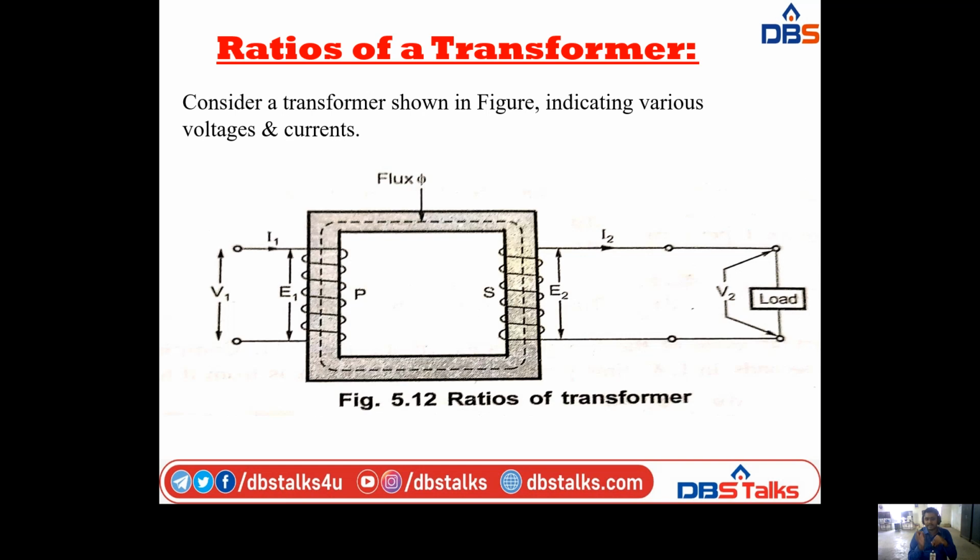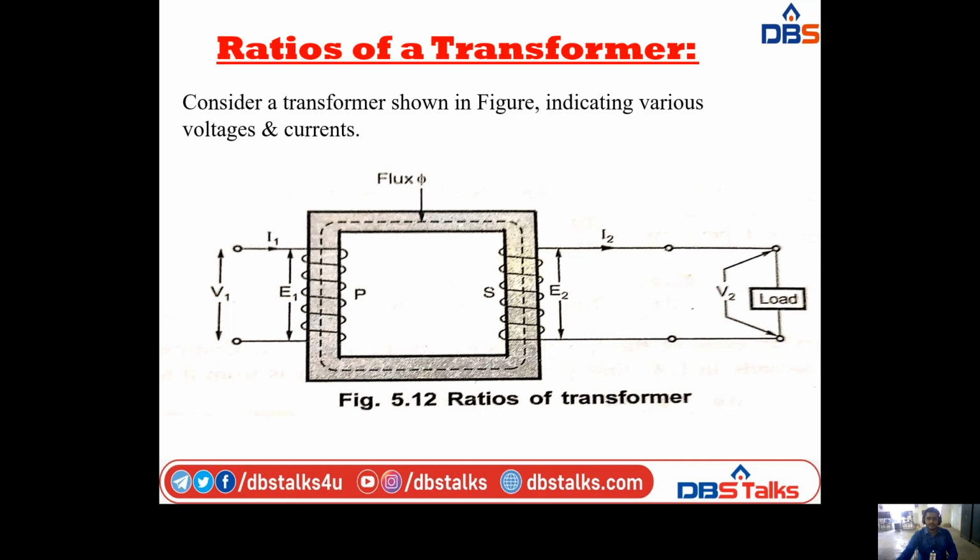Whenever the primary winding is excited by a supply voltage, it produces an alternating flux. This flux passes through the magnetic core to the secondary winding, and it also produces the EMF E2. In the primary winding the induced EMF is E1, and it carries current I1. In the secondary winding we have the current I2, and we have the load voltage V2. By using this we have to tell the ratios of a transformer, both current and voltage.